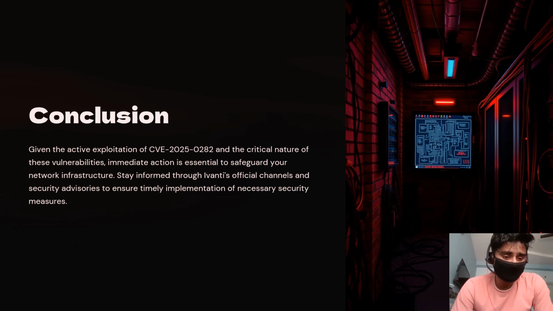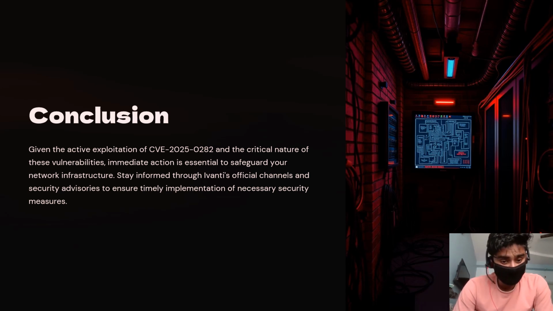Then the conclusion is all about the active exploitation of CVE-2025-0282 and 0283, the critical nature of the vulnerability, and the immediate action that is essential to safeguard any kind of organizational infrastructure. We also have to stay informed about the official communication and the patching availability for the latest version of ZTA Gateway along with Connect Secure.